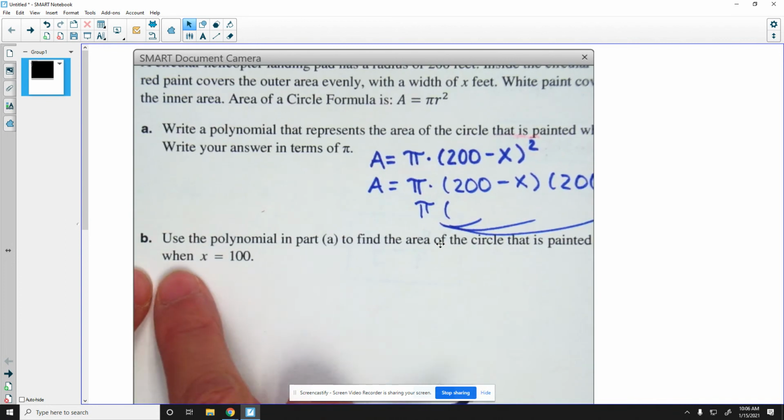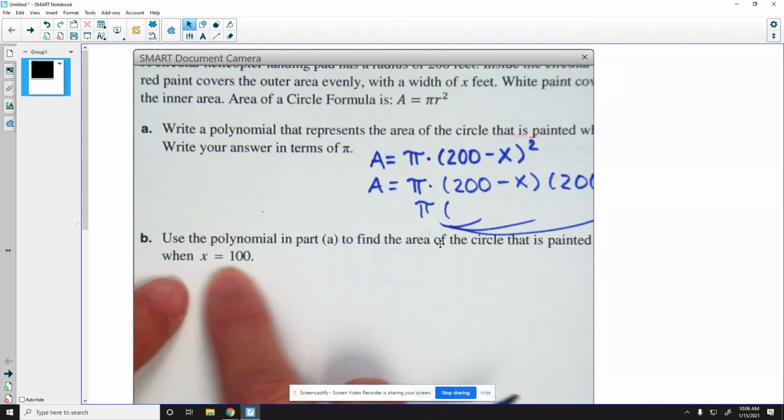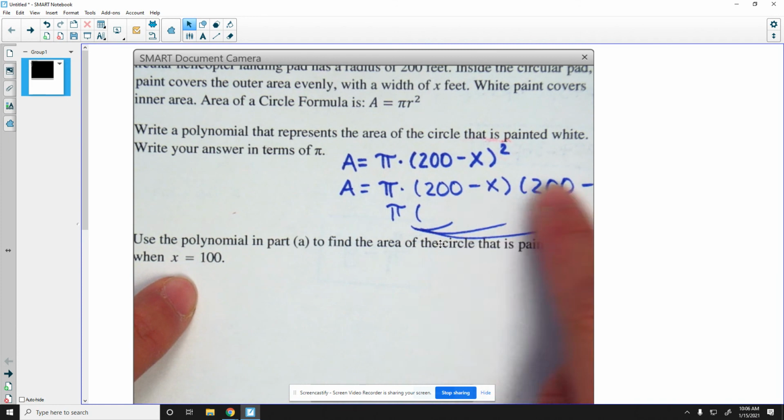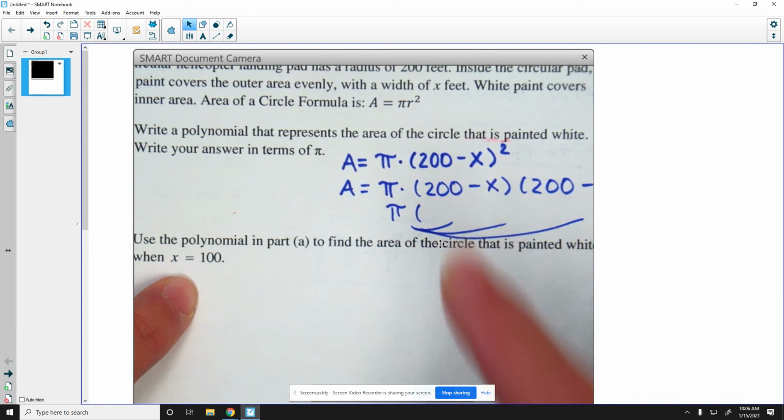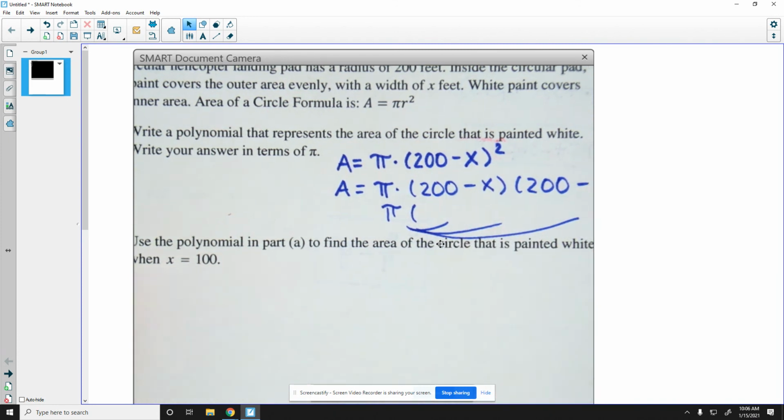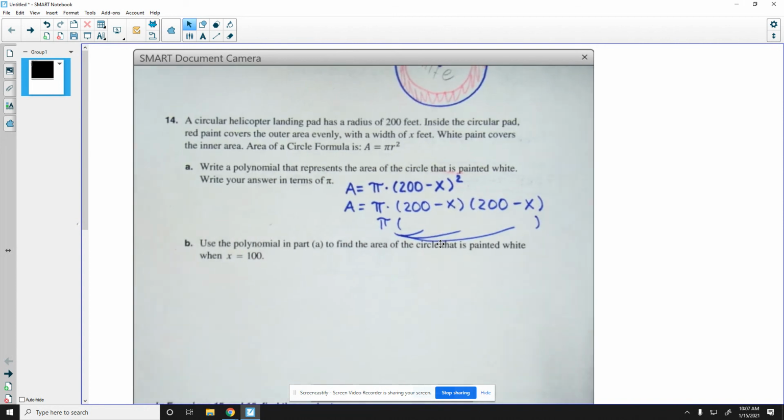And then for letter B, when x equals 100, so just plug in 100 for x and then solve it out. Put it in your calculator. That's it. Okay? All right. That is all. So again, let me reiterate.